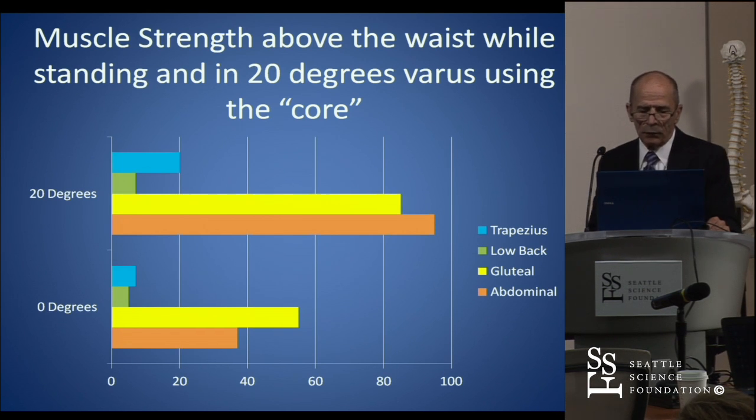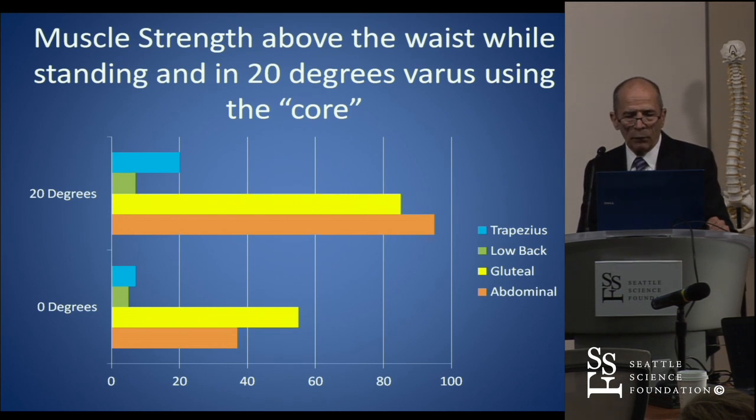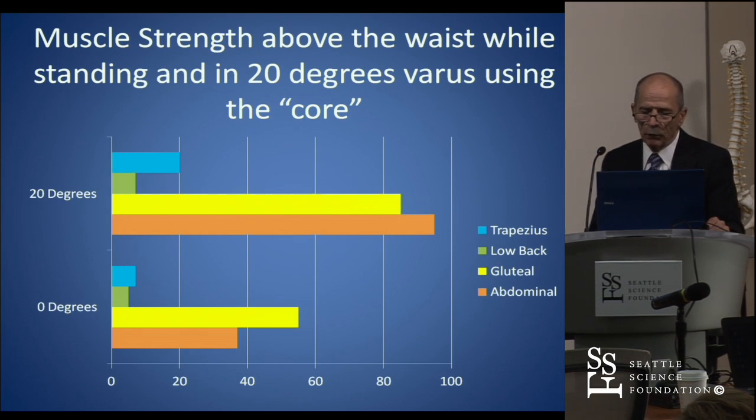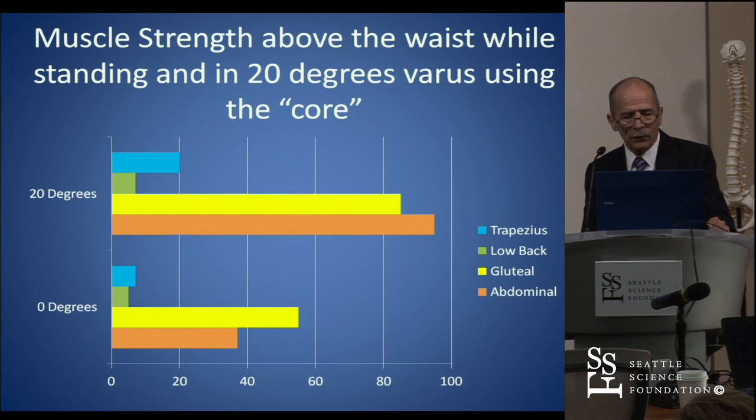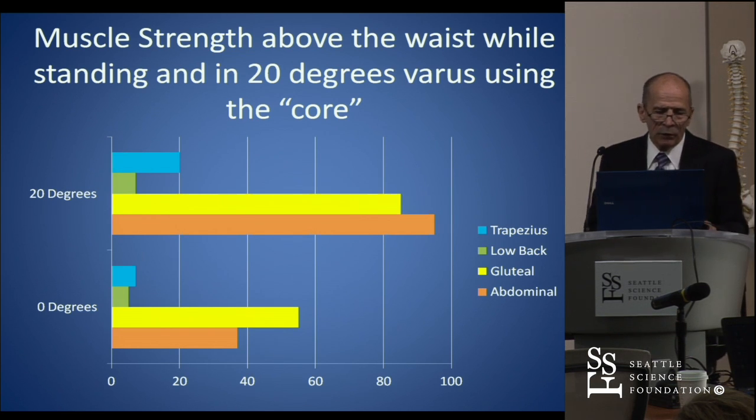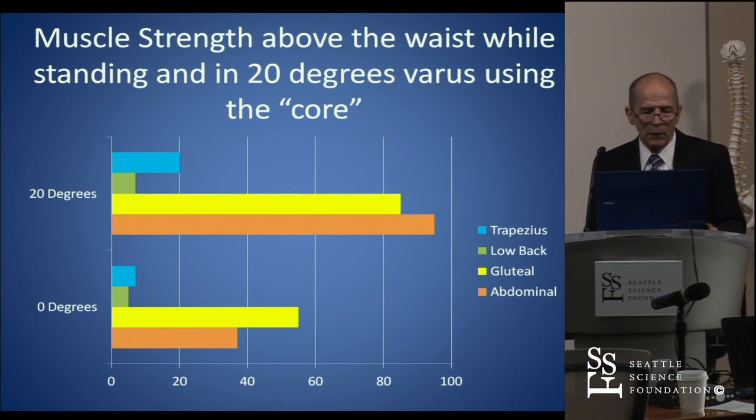The abdominal muscle, which is in the orange, was less than 40 microvolts. However, when we allowed them to use the core and 20 degrees of varus, it jumped to over 90 microvolts. The same dramatic thing happens with the gluteals, 55 to just under 90. We got some movement of the lower back in the direction of more activity, and the lower part of the trapezius actually tripled in its activity.